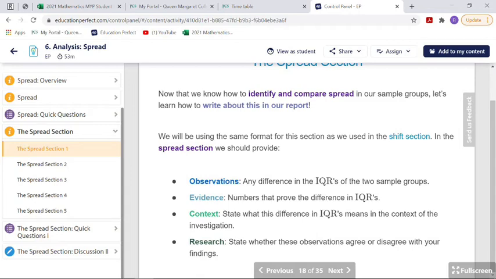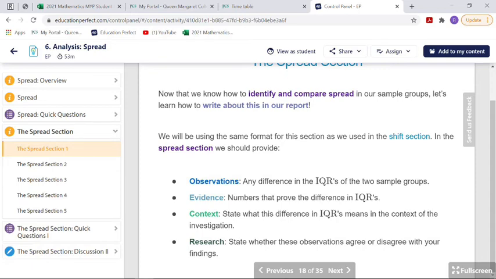You have to give evidence. And your evidence, what is your evidence? Just the numbers, exactly. What is the IQR of one and what's the IQR of the other one? You're going to have to state it in context. This means that the fish in the summer tend to have more variability than the fish in the winter, right? In context, make sure you talk about what you're measuring. And then finally, you go back to your research.